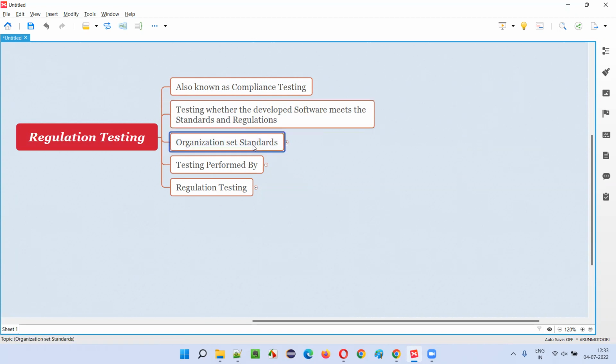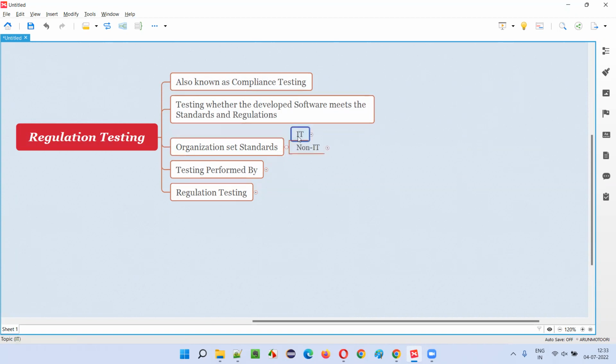What exactly are the standards and regulations? We can categorize the standards or regulations into two types. One is IT, that is software related, and the other is non-IT, which is non-software related. Coming to the IT, we have one standard known as W3C, which stands for World Wide Web Consortium.